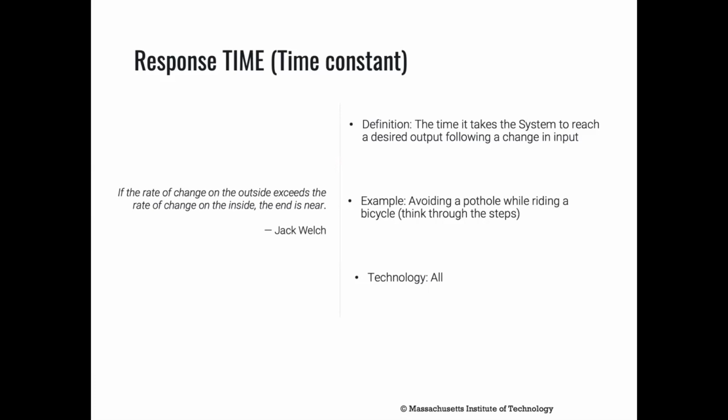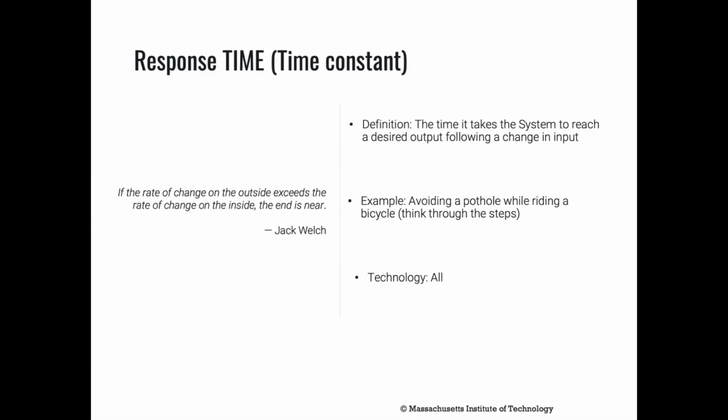And the definition of the time constant is really the time it takes the system to reach a desired output once we have the change in input. So an example from our bicycle again is the time it takes to avoid a pothole once you've actually seen it while riding the bicycle, and you can think your way through the steps. And really all the technologies apply to response time.